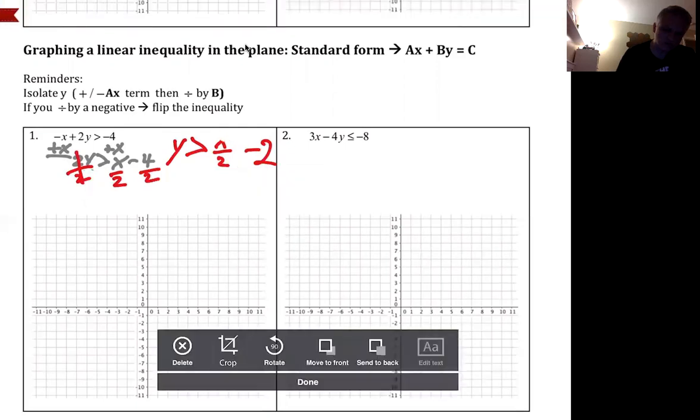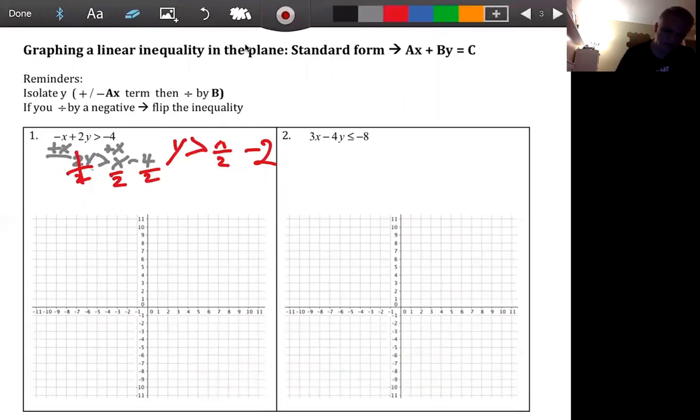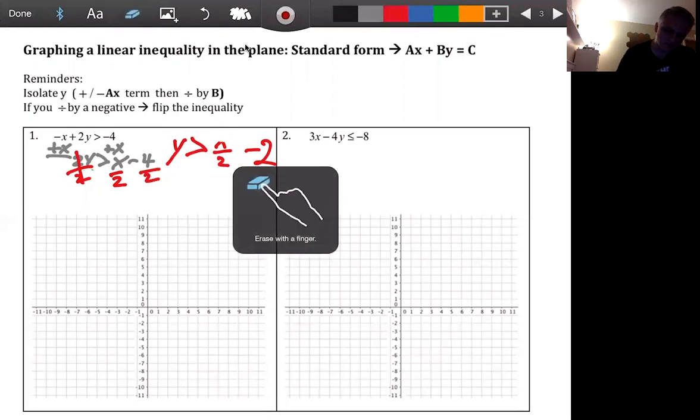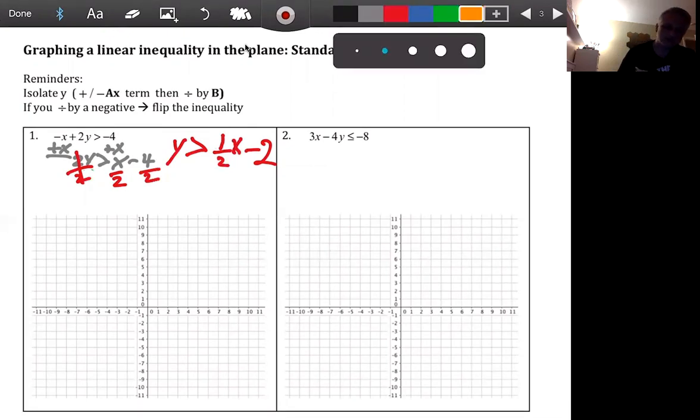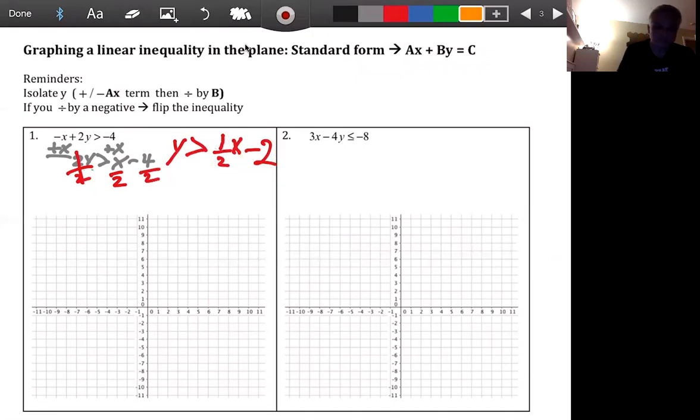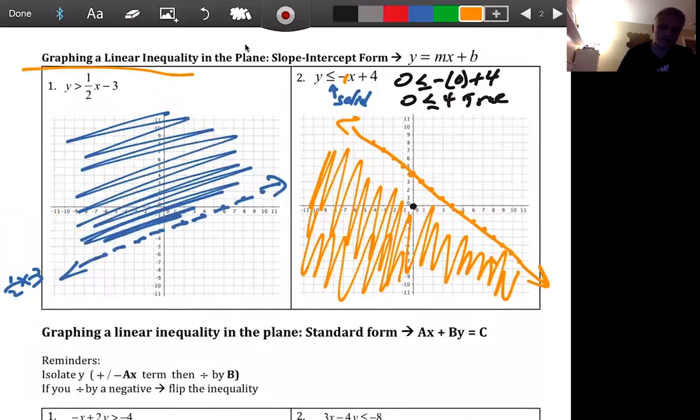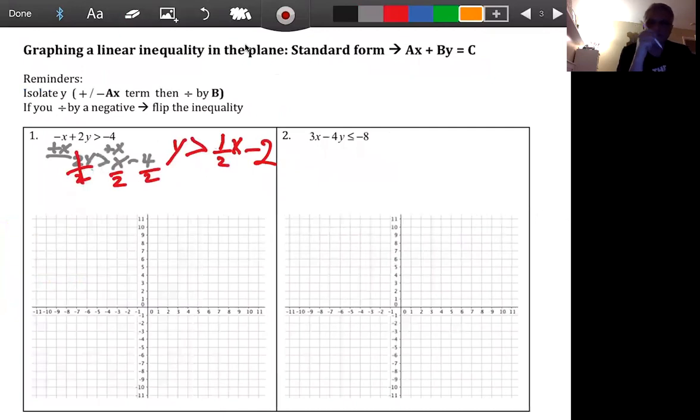You can always call it 1x. I'm going to put my 1 there and then my x right here. Okay, that gives me my slope of rise over run, 1 over 2, and I got my b, my y-intercept of negative 2. Okay, so now that we've done that work, now it's exactly like the questions that we just did up above.